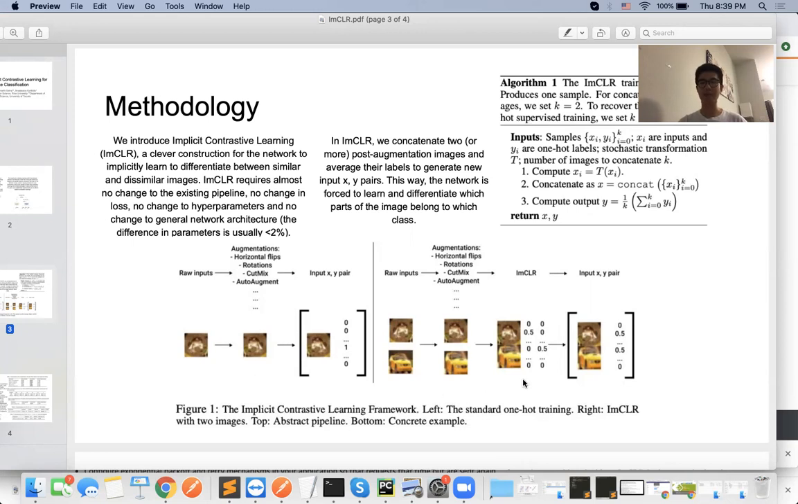We simply add a step here where we actually take two or more post-augmentation images and concatenate them, while at the same time taking the average of their labels. And the motivation is that we want the network to be able to differentiate between, for example in this example, which one is the frog and which one is the car, given that the network knows there is a frog and there is a car. And in this way, we want to induce implicit contrastive learning. I make a mention here that there is pretty much no change to the pipeline, no change to the loss, no change to hyperparameters, and no change to the general network architecture.